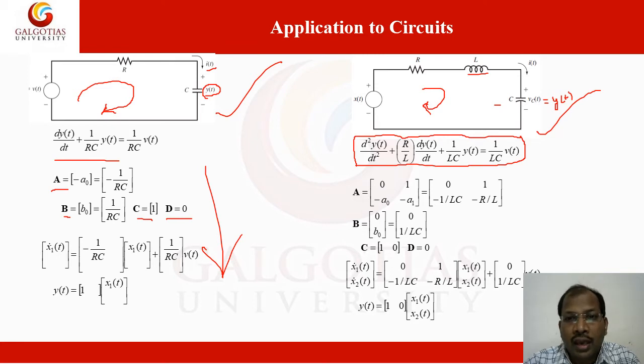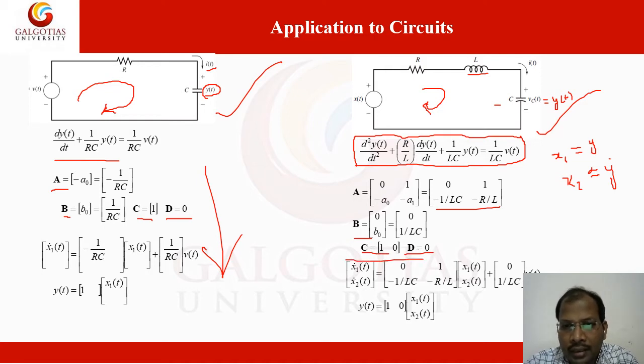So in this way, we are considering x1 of t is equal to y, and x2 is equal to y dot. When we put in all the equations and solve, we are getting A is equal to this one, B is equal to this one, C is this one, and D. So this is the final state space representation.